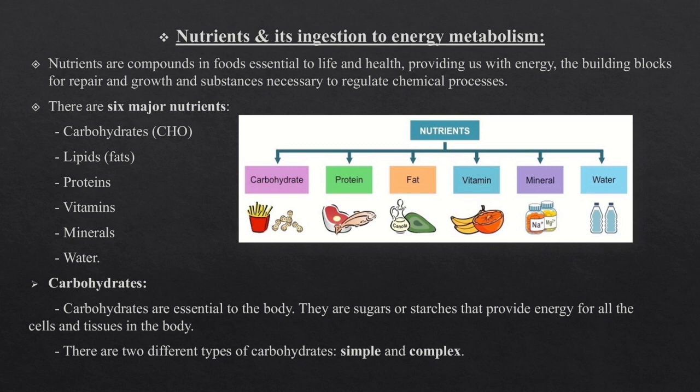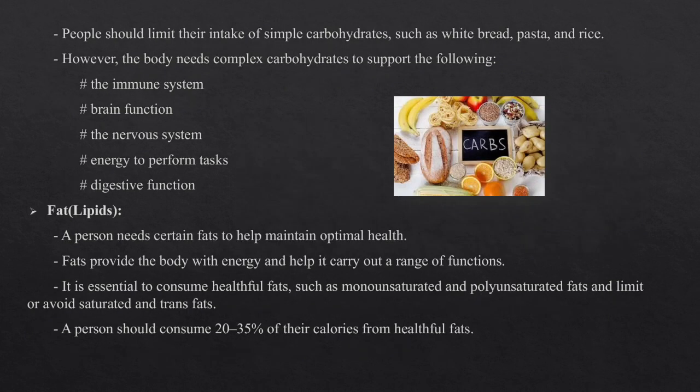Carbohydrates are essential to the body. They are sugars and starches that provide energy for all the cells and tissues in the body. There are two different types of carbohydrates: simple carbohydrates and complex carbohydrates. People should limit their intake of simple carbohydrates such as white bread, pasta, rice. However, the body needs complex carbohydrates to support the immune system, brain function, and the nervous system. So, having simple carbohydrates is useful, and complex also is good for our health.